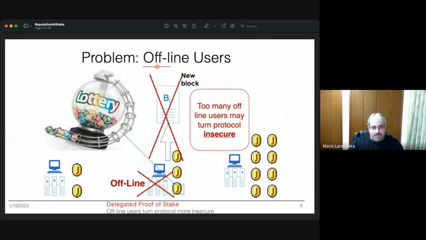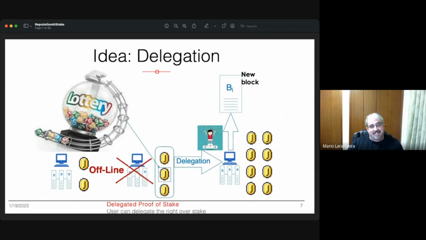One thing that sometimes is not directly mentioned is that we require the participants of such a protocol to be online. If they are not online and their coins are selected, they will not issue the block. If that happens too much, the protocol may be insecure, because the ratio between honest and adversary participants will shift toward the adversary. That's why the delegation happens. It's a feature that before you go offline, you delegate.